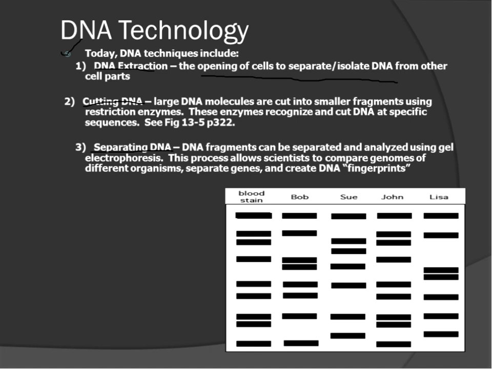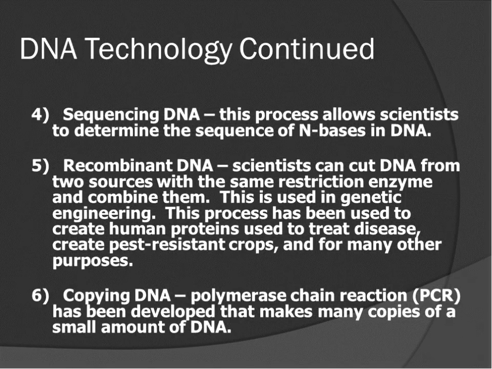So you extract it first, taking it out, opening the cells that have it. Then you cut the DNA, you take out, it's almost like you're literally cutting the pieces of DNA that you want to look at. And then you can separate DNA and include different DNA to make things better, or however you want them. So that's the 3 steps on DNA technology. Extracting it first, cutting it and selecting it second, and then separating it and using it third.